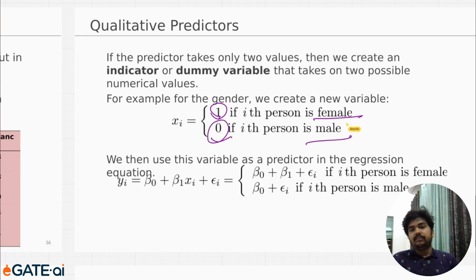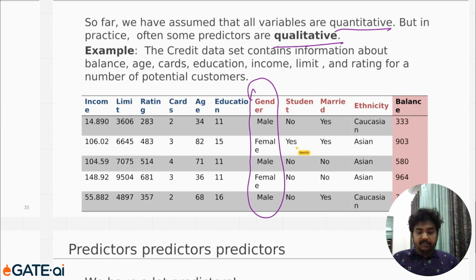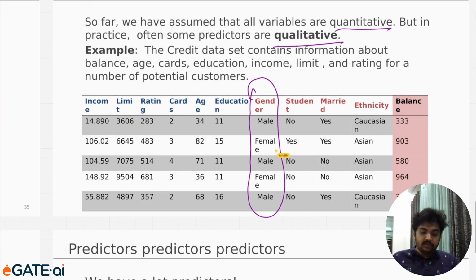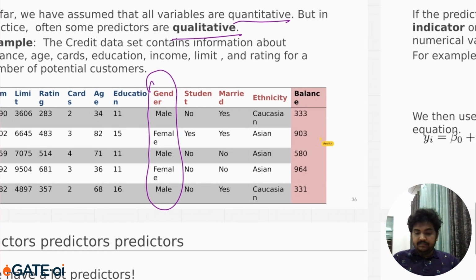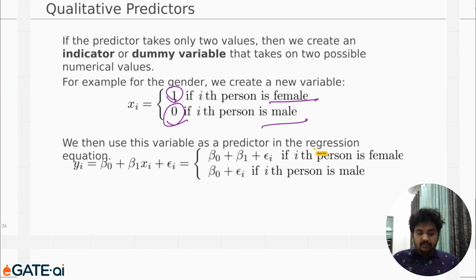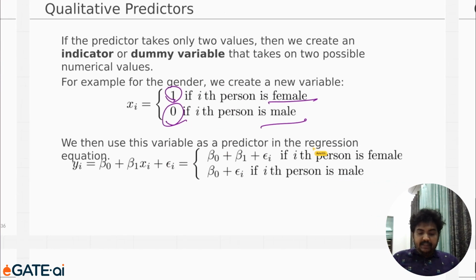Now here it doesn't matter if it was the other way around. If 1 implied male and 0 implied female, it didn't matter. But in quantitative ones, it might matter. We are talking about ordinals. If we are talking about ordinals, then it matters. So we then use this variable as a predictor in the regression after converting it into a numerical value, in this case just 0 or 1, two values.